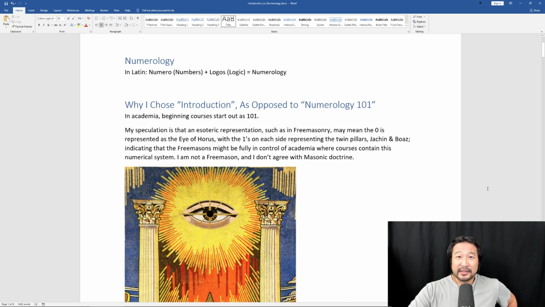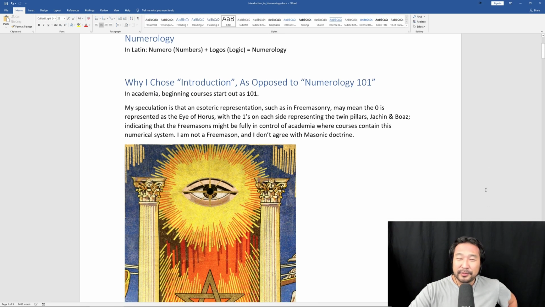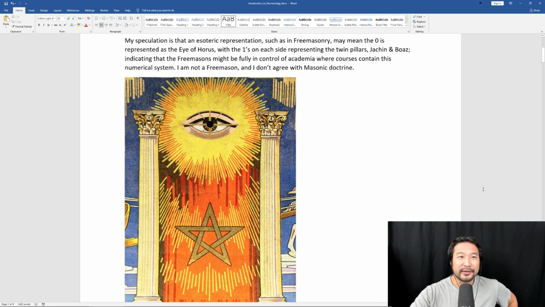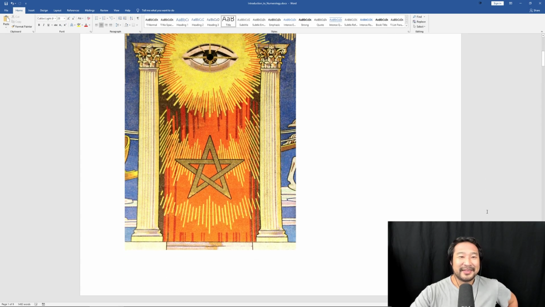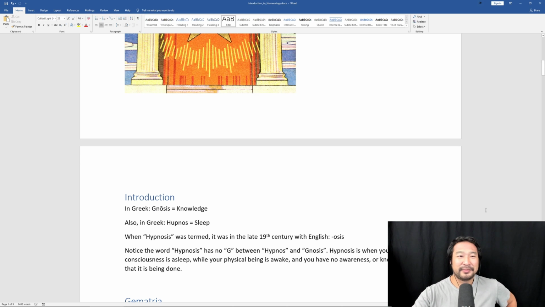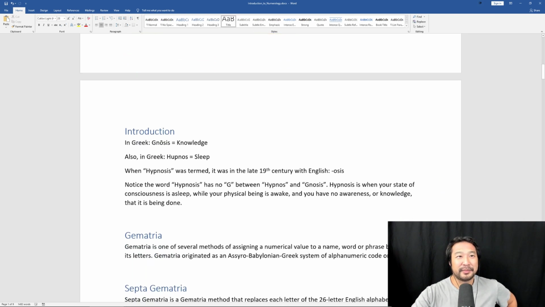I am not a Freemason, and I don't agree with Masonic doctrine, but I will be going through a lot of the things that they seem to present in plain sight. You'll notice the two pillars, the eye and all-seeing eye, and the star. I think you'll find this interesting. How I'm getting to this point, at least, you might be interested in.